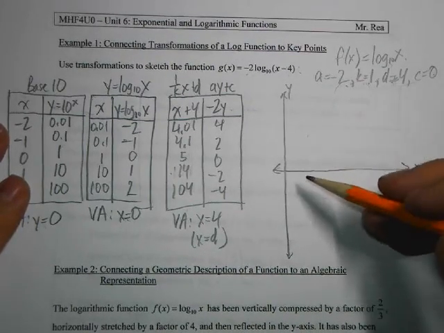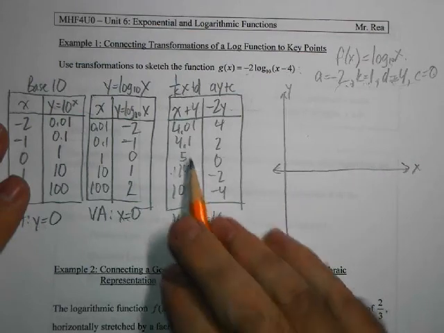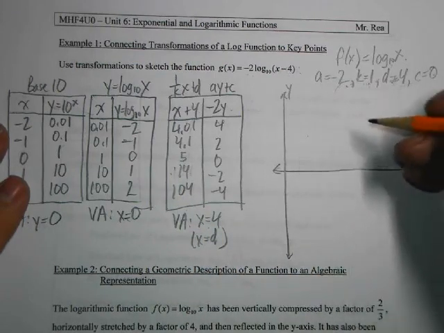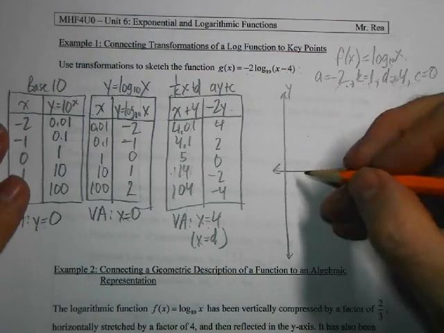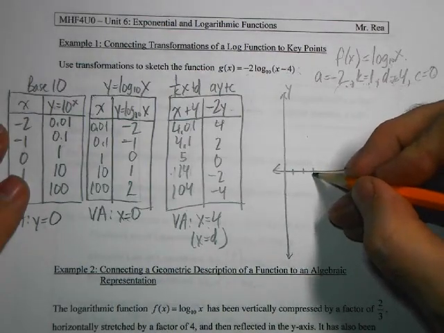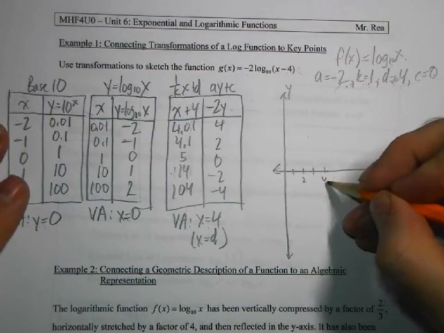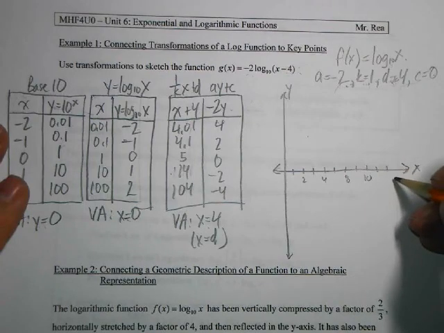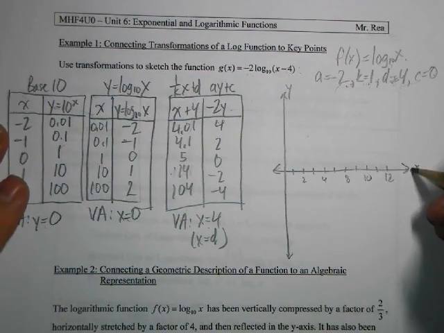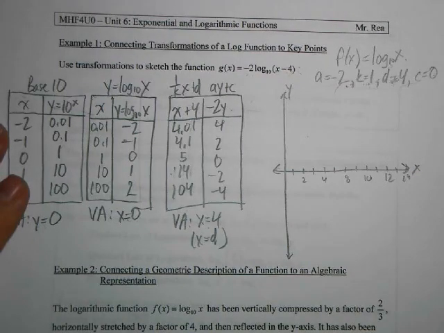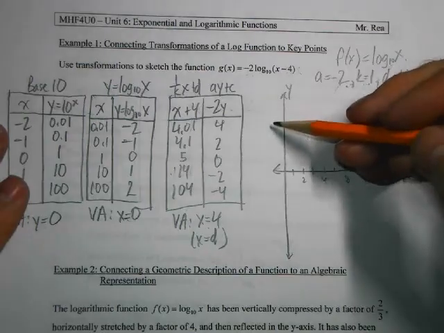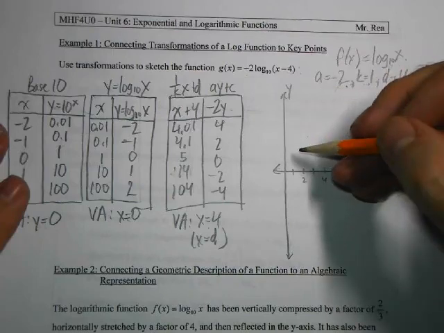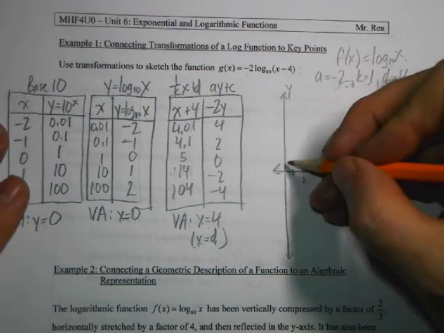Now remember, for this scale, I'm going to have a vertical asymptote x equals 4. So I'm going to maybe do scale like this. So this would be 2, 4, 8, 10, 12, 14. Okay, and then for this scale, for the y scale, I just need to go up to 4 and down to negative 4. So this scale can be a little wider.